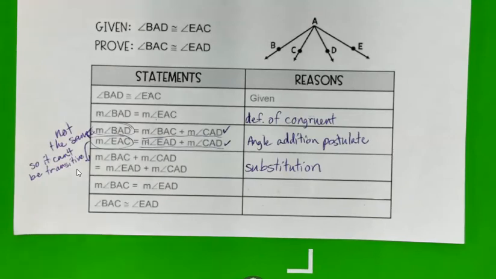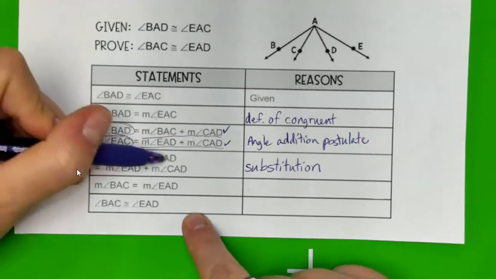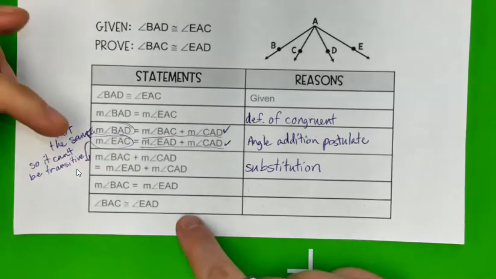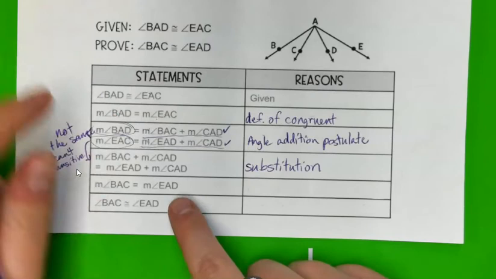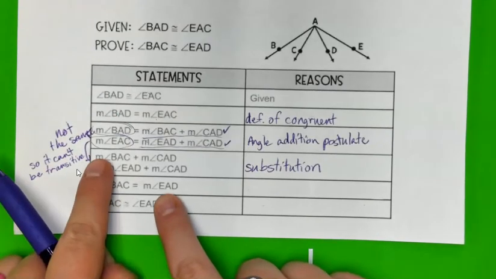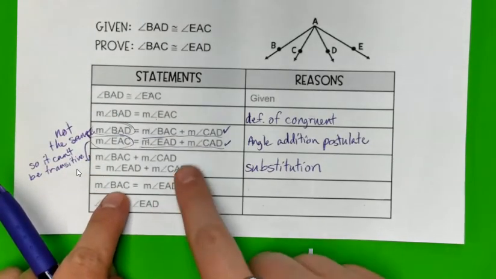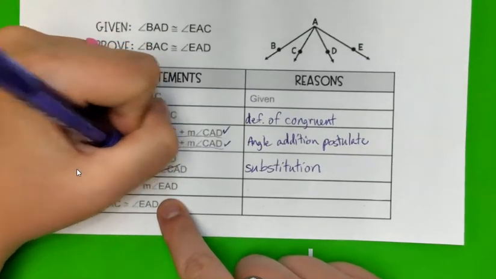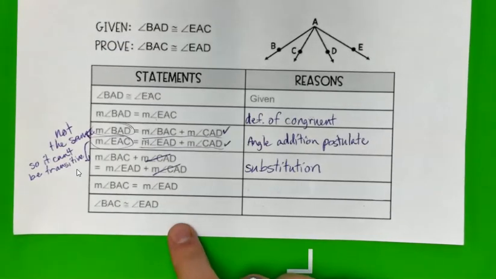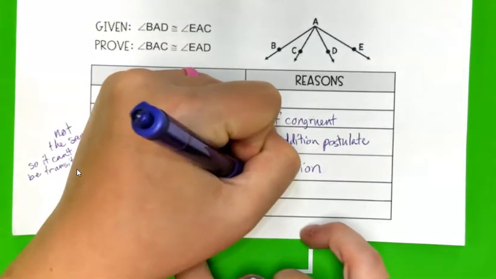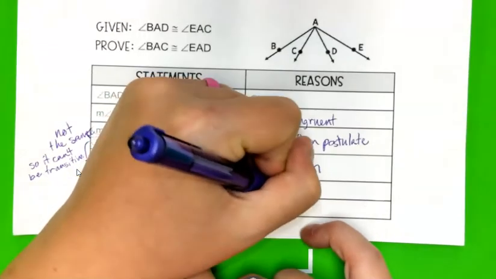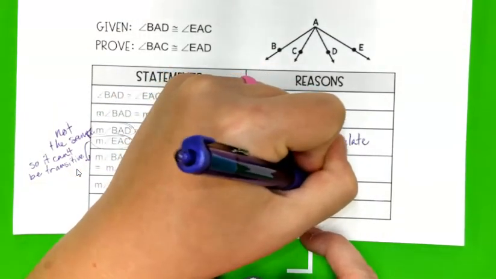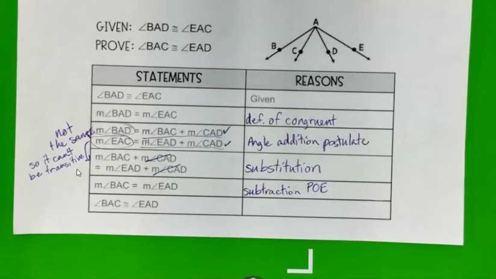Alright, moving right along. This one is a weird look right here, because this is equal to this. So we've got to figure out how we go from here to here. Somehow we've got BAC and EAD down here, but the CADs disappear. So what happened was we subtracted CAD from both sides. Anytime we subtract something from both sides, it's the subtraction property of equality, even if it's not numbers.